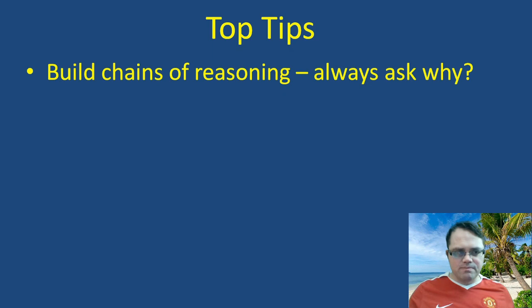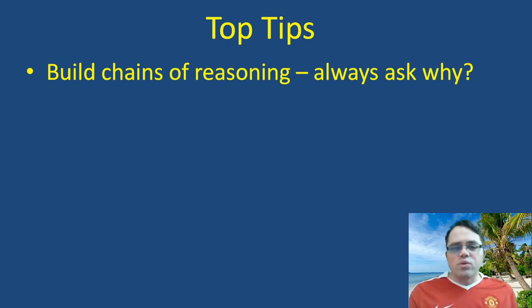These are my top tips. What we need to do is build chains of reasoning. We need to always ask why. We don't just want to say, oh, the sugar tax comes in, oh, we've now hit the social optimal level. Well, why is that the case? We need to explain all the process.